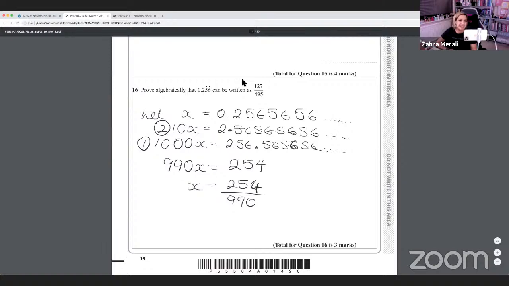And I'm not going to spend ages halving it. I'm going to say this equals 127 over 495. And I'm just going to double it to check it makes sense, which it does. Right, so that's 16. Let's have a look at question 17.